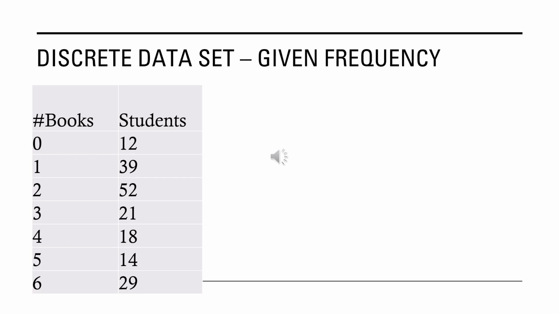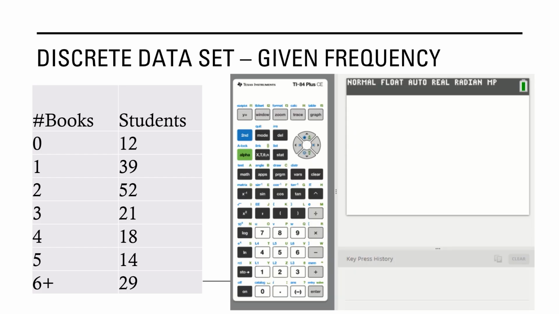What we need is a probability, but sometimes we're only given a count like this. This is a frequency. This represents when grad students were asked how many books have you read in the last year. So we're going to use this frequency to find a probability. So let's get that data into the list menu.